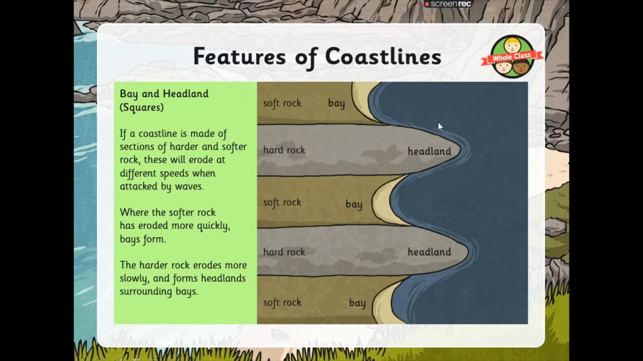And that's why I'm left with these sort of U-shaped bends, okay? Because the waves are eating away at the rock, they're eroding it quicker than they would on the headland, which is a harder rock. So that is how a bay and a headland are made.